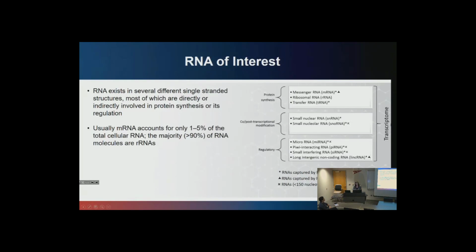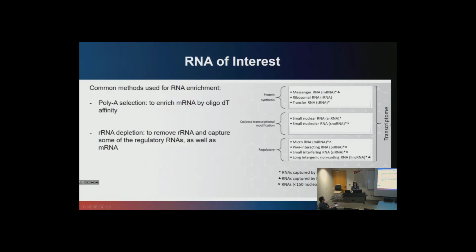Usually, when RNA is extracted, messenger RNA accounts for only 1 to 5% of the total cellular RNA. The majority of RNA molecules are ribosomal RNAs. Therefore, RNA purification is necessary to enrich specific classes of RNA in the sample to be sequenced. The goal of enrichment is not to sequence uninteresting or uninformative RNA, because the roles of both ribosomal and transfer RNA are well studied, and they are involved in protein synthesis.